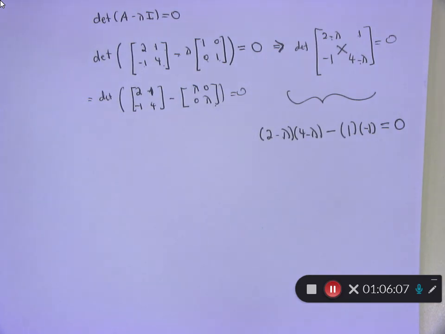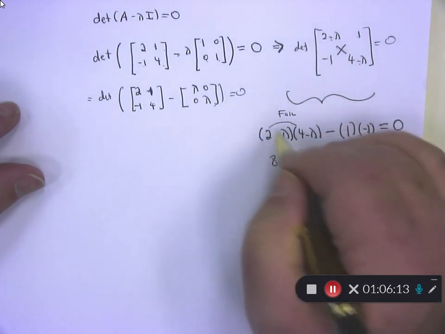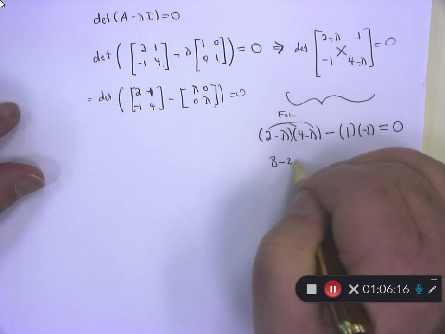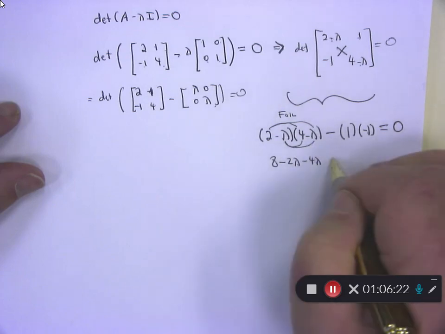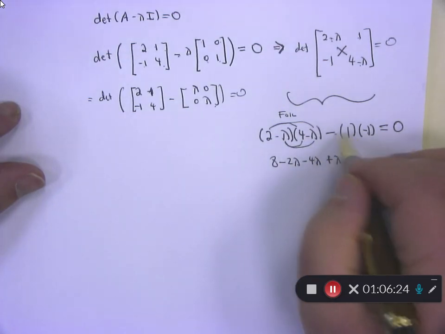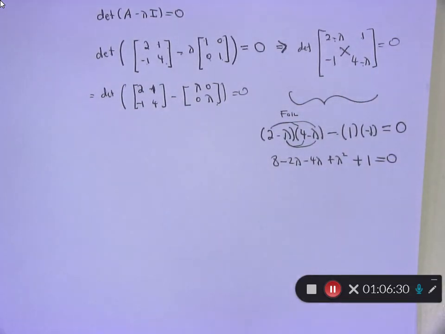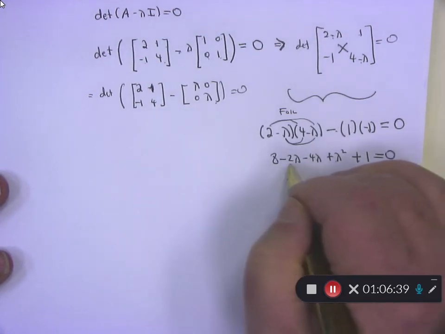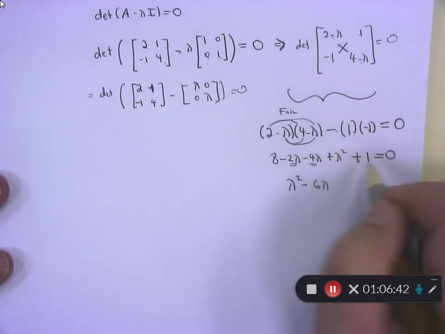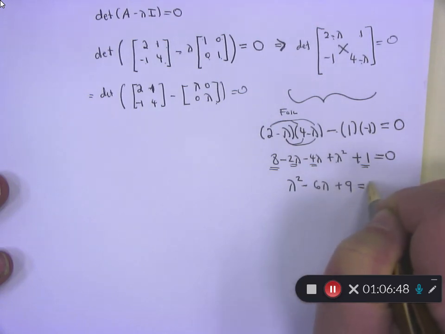Clean it up. I would FOIL this part out. 2 times 4 is 8. 2 times minus lambda is minus 2 lambda. Minus lambda times 4 is minus 4 lambda. Minus lambda times minus lambda is plus lambda squared. Minus 1 times negative 1 makes it plus 1, equal to 0. All I did was FOIL it and combine like terms. So let's combine some more: lambda squared minus 6 lambda, and 8 plus 1 is 9, plus 9 equals 0.